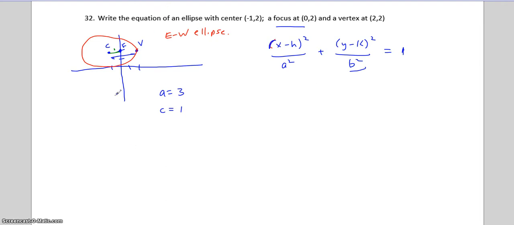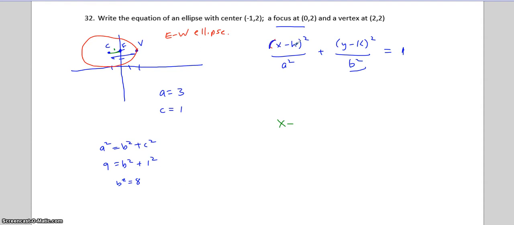So then we can use the relationship for an ellipse. A squared equals b squared plus c squared. We have 9 equals b squared plus 1 squared. B squared equals 8. Since I need b squared, I'm not even going to bother taking the square root of this to get b. Now I think we're armed with everything we need to solve this problem.